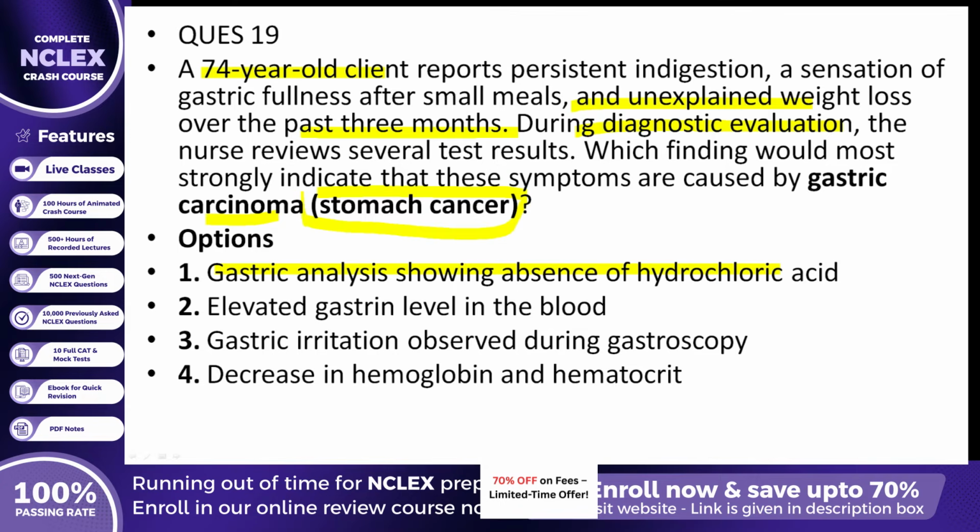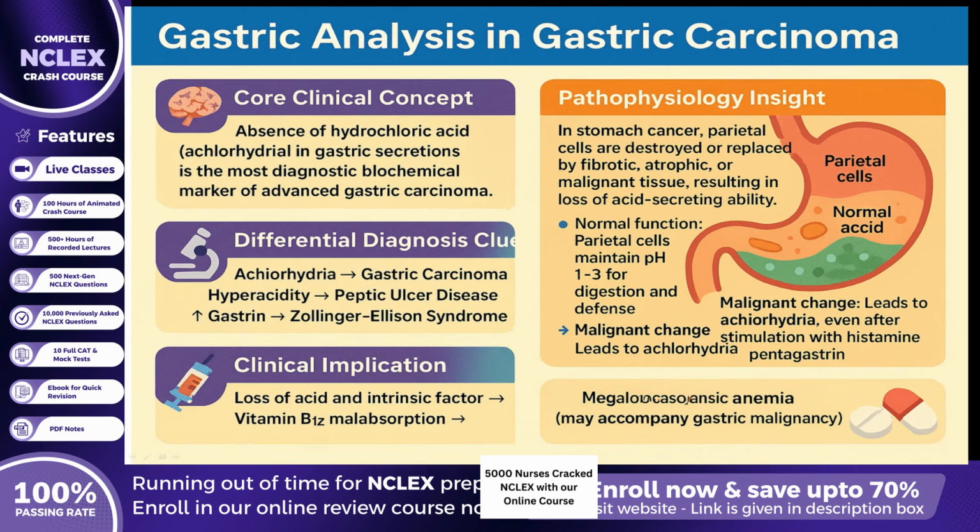Now, let us explore this concept in depth to understand the reasoning behind it. The absence of free hydrochloric acid, known as achlorhydria, in gastric secretions serves as a classical biochemical hallmark of advanced gastric carcinoma, particularly when the tumor involves the fundic or body mucosa.